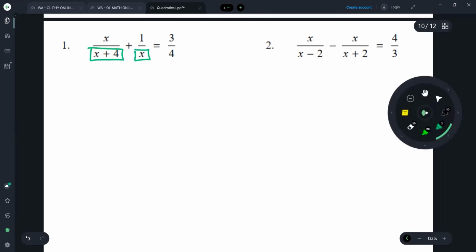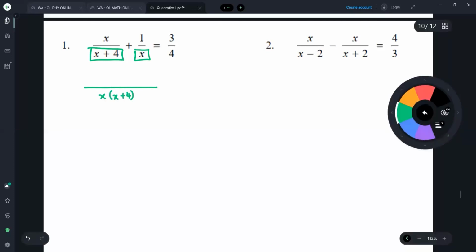Whenever you have two denominators, you will have to take out the LCM. Can you find out the LCM of x and x plus 4? What you're going to do is write down x and then write down x plus 4. Don't open them up. Do not open them up until you get to a different part of the question. So I'm going to write down x and x plus 4 directly.